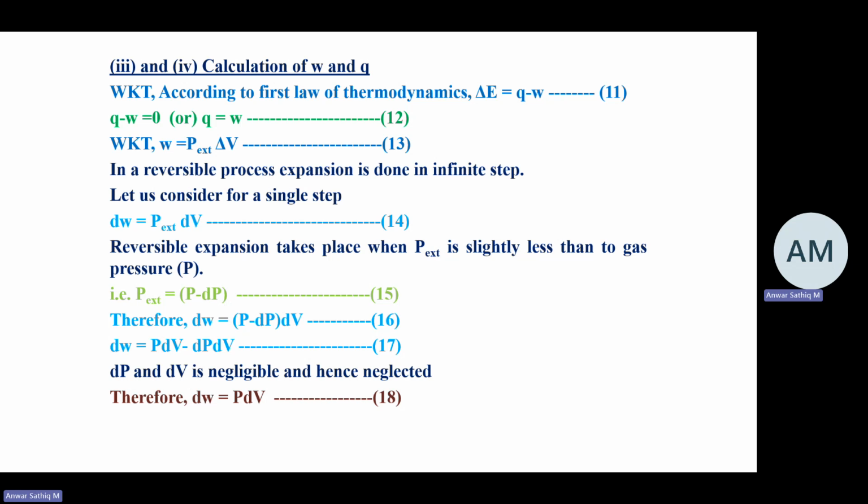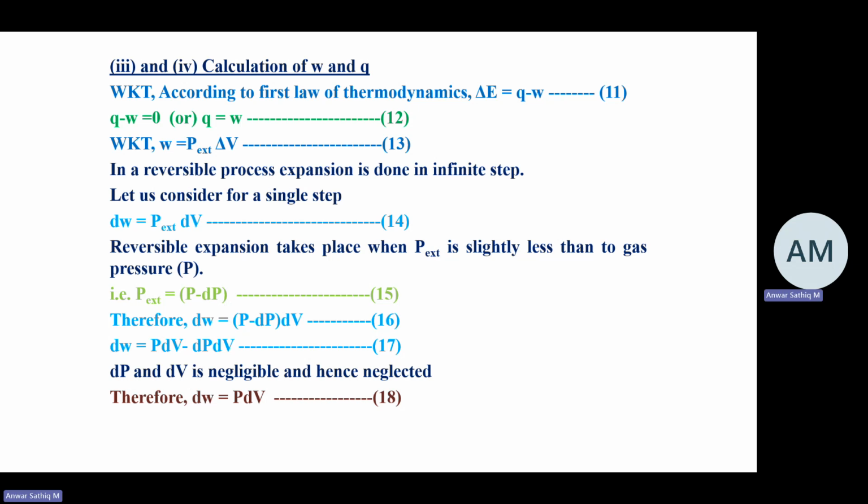We know that W is equal to P delta V. This is equation number 13. In a reversible process, ideal gas expansion is done in infinite steps. Let us consider a single step. The above equation number 13 may also be written like this: dW is equal to P external dV. The major difference between equation number 13 and 14 is that equation number 14 provides information about the small change.